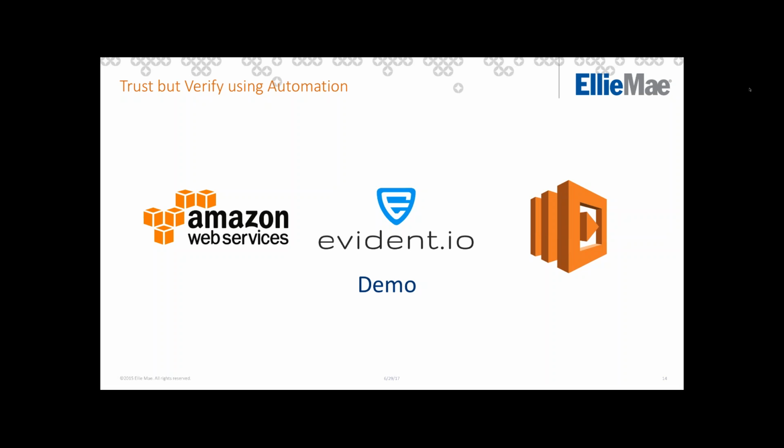And so the way that we've done this is with a combination. Of course, we're on Amazon using Evident.io, and then using Lambda as a call out from Evident.io to go and remediate code in our AWS accounts. So with that, I'll step into the demo.